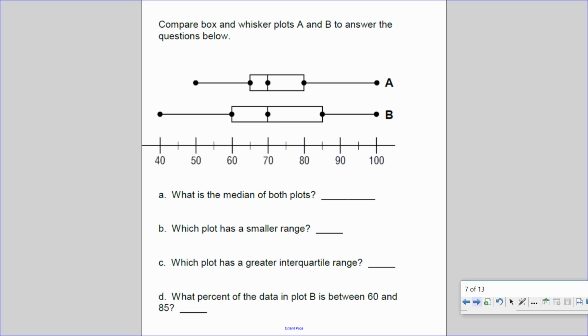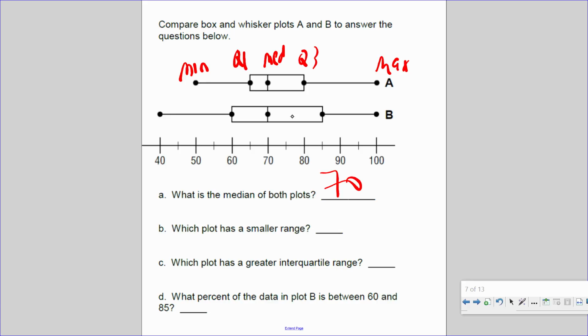And let's look at our last one, because I think we're doing a better job here. So here is, if you want to label it, you can label it. This is the minimum. This is the maximum. This is the median. This is Q1, Q3. What is the median of both plots? 70. Which plot has a smaller range or spread?